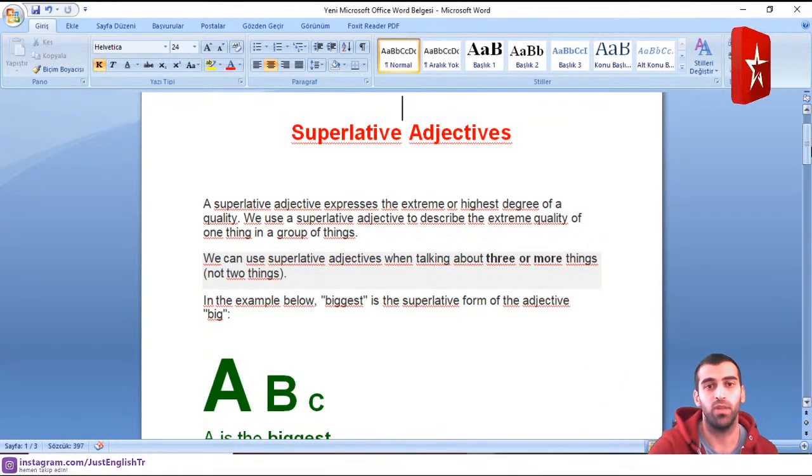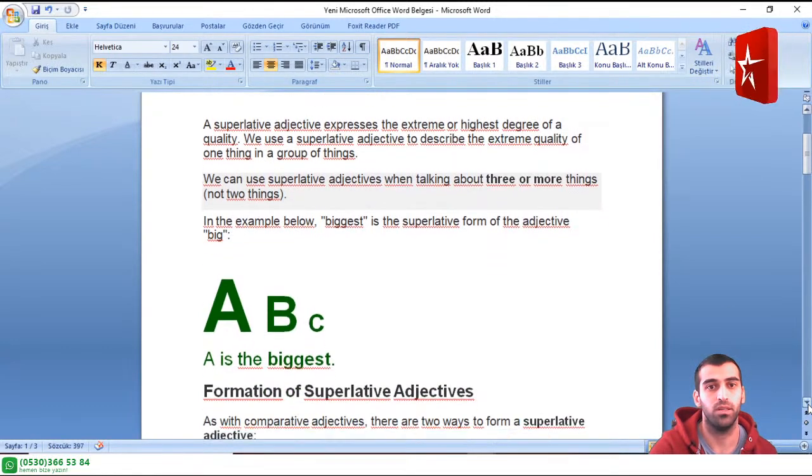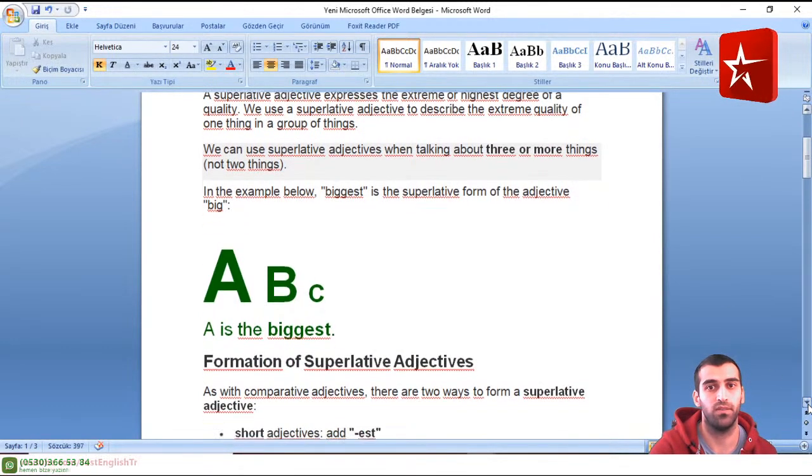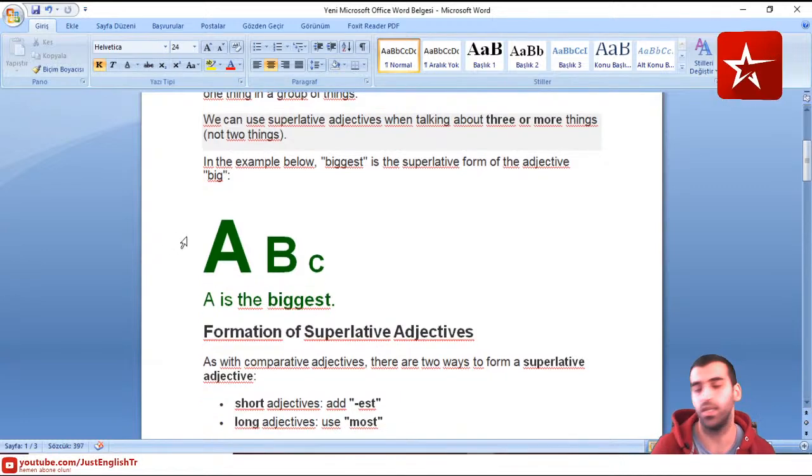So in the example below, you can see biggest is a superlative form of the adjective. Like A, B, C, 3 letters we have, as you see. A is the biggest.